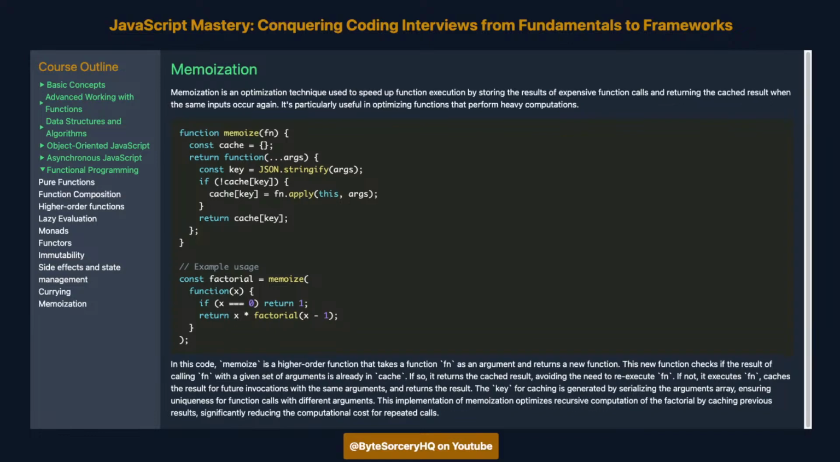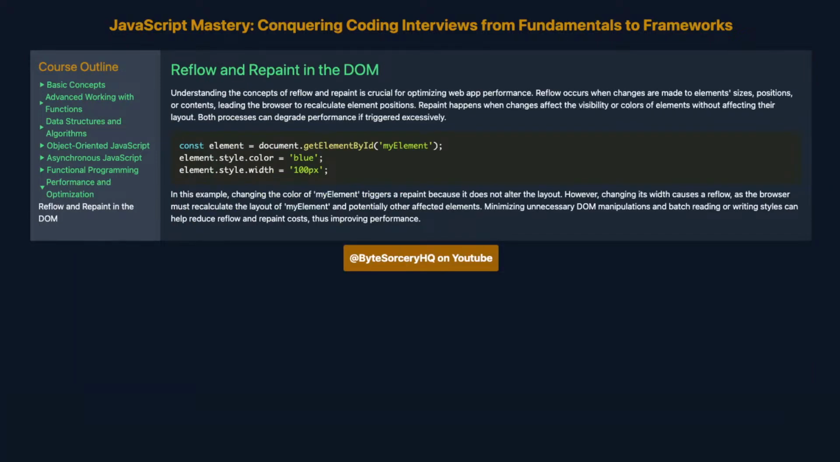Reflow and repaint in the DOM. Understanding the concepts of reflow and repaint is crucial for optimizing web app performance. Reflow occurs when changes are made to element sizes, positions, or contents, leading the browser to recalculate element positions. Repaint happens when changes affect the visibility or colors of elements without affecting their layout. Both processes can degrade performance if triggered excessively.